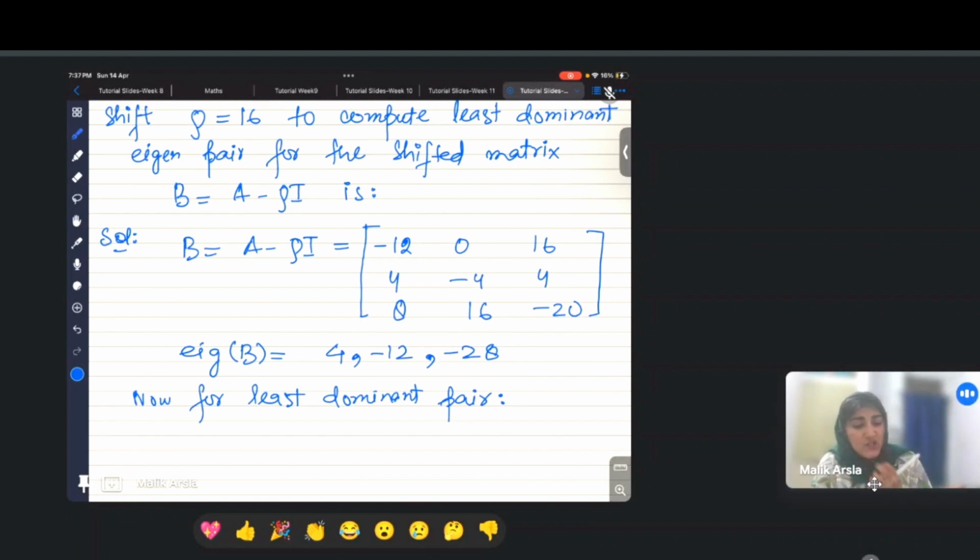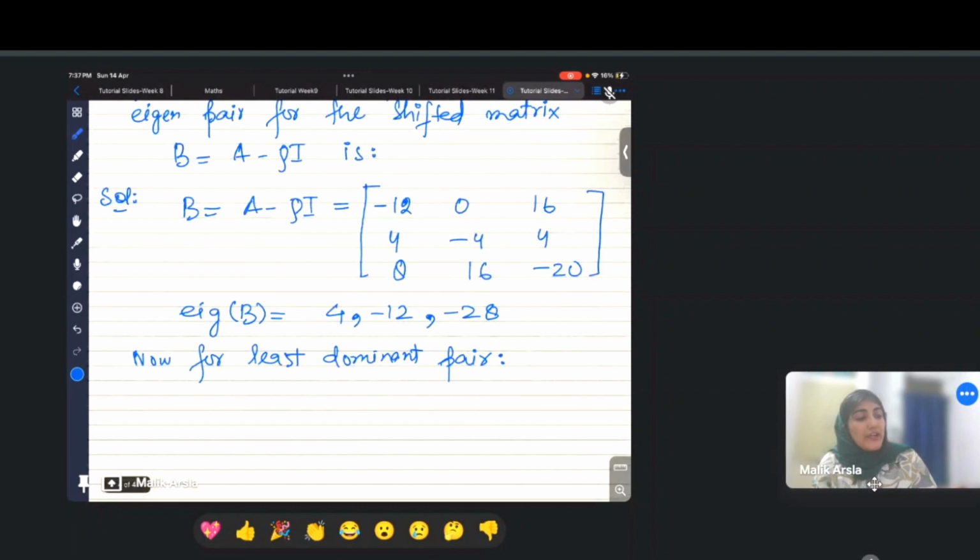Now for the least dominant pair, what you do is take the inverse of these eigenvalues. So it will be 1 by 4, minus 1 by 12, and minus 1 by 20. And from those, you will decide which two are the dominant and subdominant.